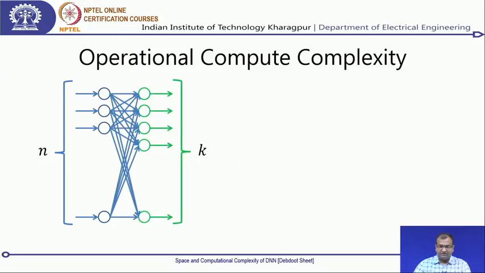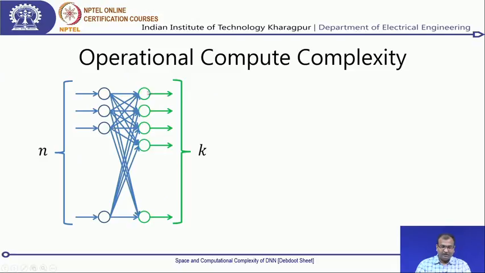Now, next is looking into the operational compute complexity. While we have looked into space on one side of it, the next aspect of any of the algorithms is to look at how many operations it is going to perform in order to do this compute. Now, what I have typically is that I have k number of neurons over here and there are weights associated with k number of neurons, there are n number of such weights.